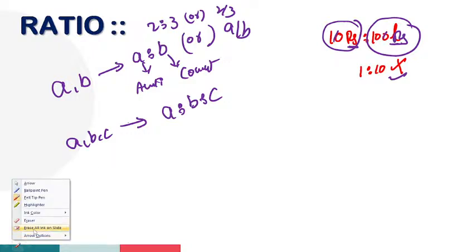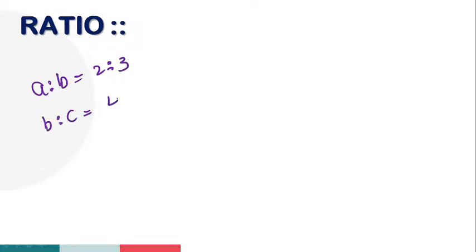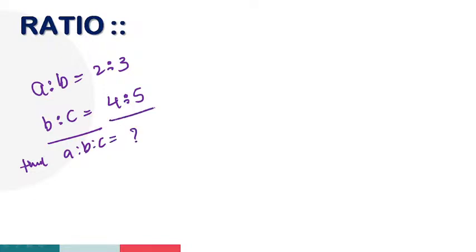Right. Now, second point: how to find the ratios, guys. For example, a is to b is equal to 2 is to 3, and next, b is to c is equal to 4 is to 5. Then find a is to b is to c. Different procedures, different techniques we can use, no problem, but finally we will get the same answer.